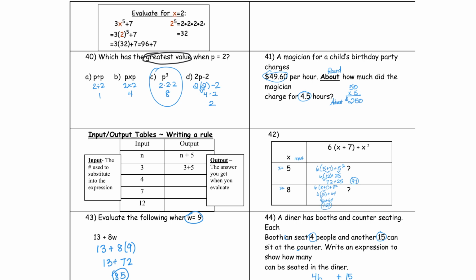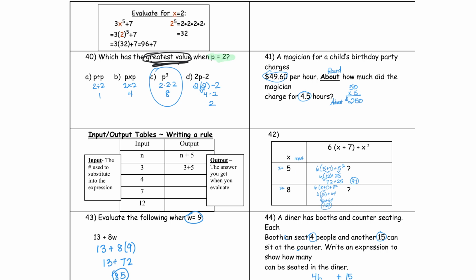So let's move on with number 40. Number 40 says, which has the greatest value when P is equal to 2? With questions like this, it's always important to be aware of the key words. In this case, they're asking you what is the greatest value. Sometimes they'll ask you what is the least value. Well, in this case, they're telling you that P is equal to 2.